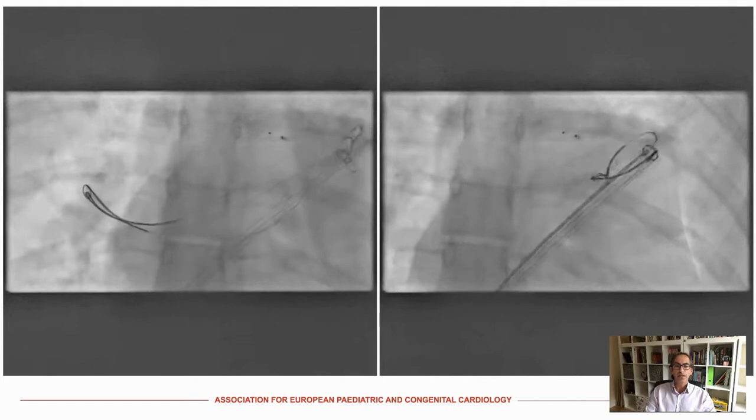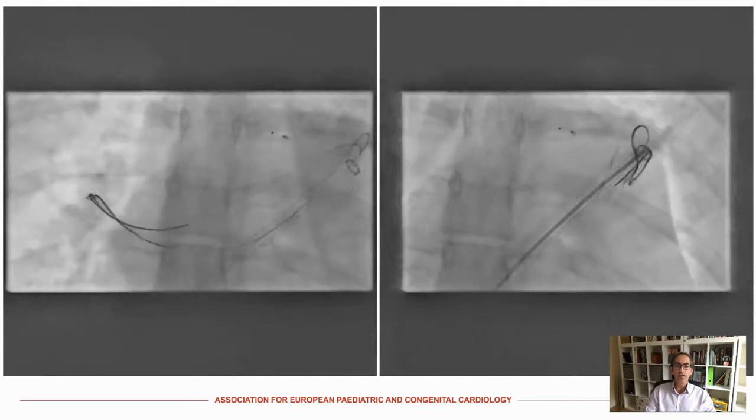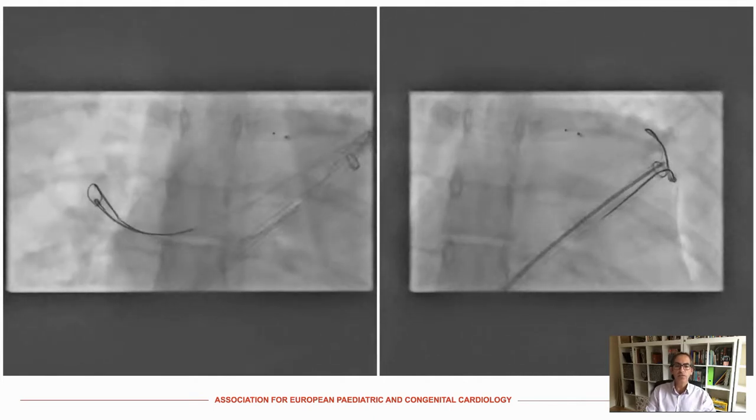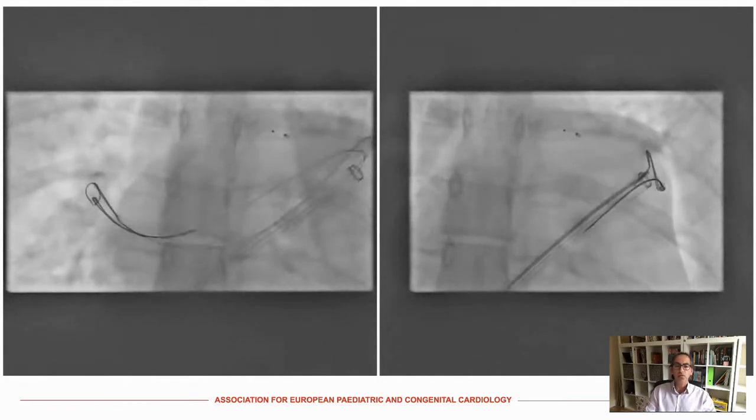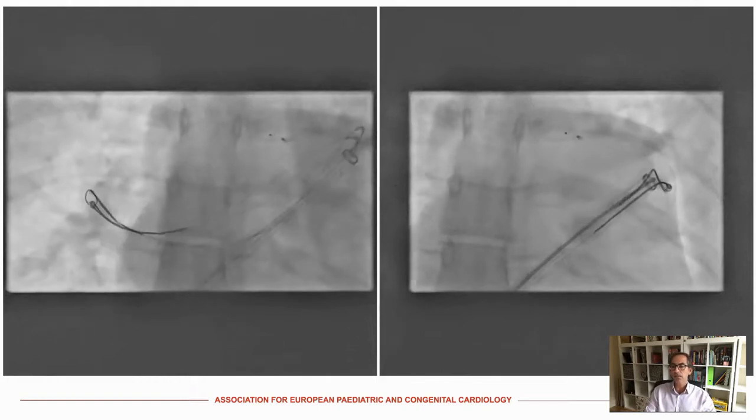Next, the device is slowly pulled back using the 2 snare catheters into the tip of the sheath with some final adjustment of their length. So we are ready to pull the device inside the sheath.